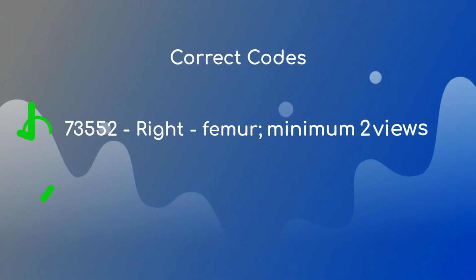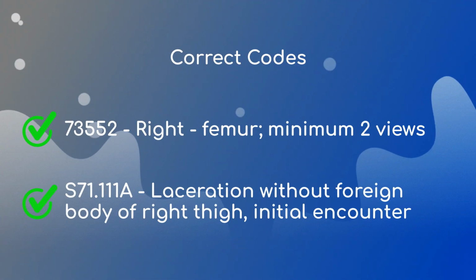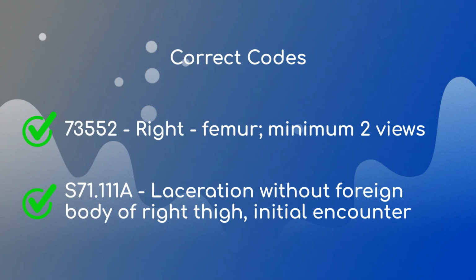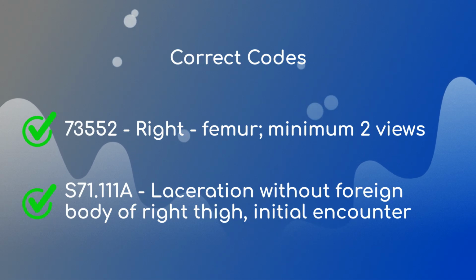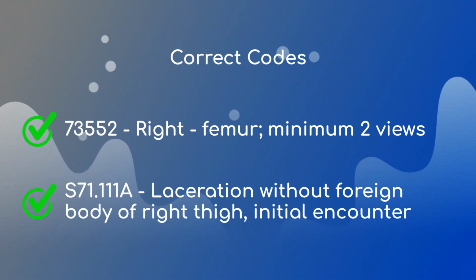The correct codes for this report are 73552, Radiologic Examination Femur, minimum 2 views, right, and S71.111A, laceration without foreign body of right thigh, initial encounter.